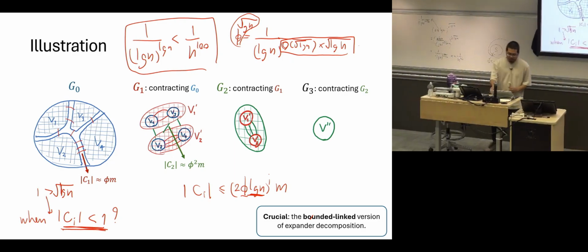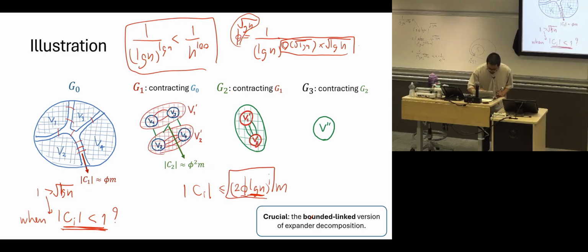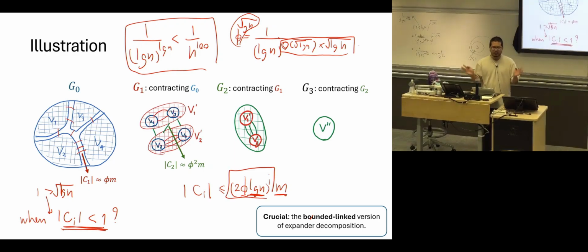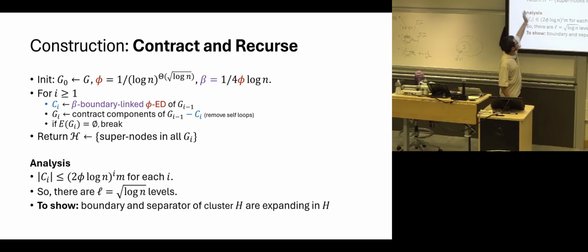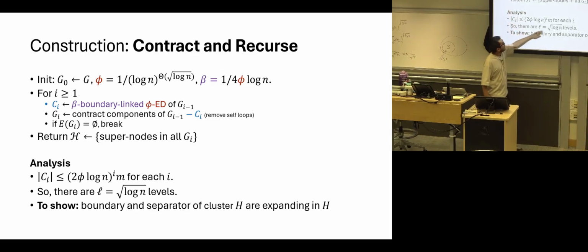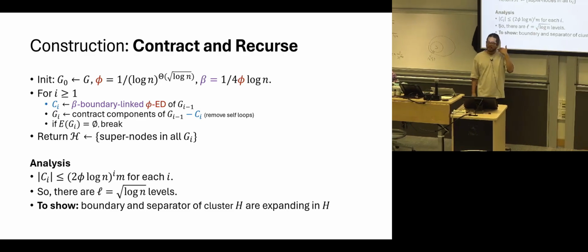So even if you multiply this thing by m, which is at most n square, it's still tiny, less than 1. Okay, so you see that this algorithm will be at most root log n levels. And the algorithm really just does boundary link expander decomposition L many times. That's the whole algorithm. So if the expander decomposition is fast, this is indeed fast. It just remains to show that this is a good hierarchy.